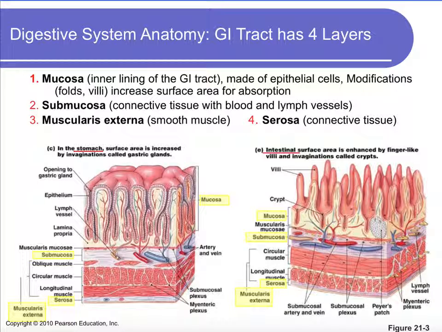And this is why we have a lot of these villi and crypts in the intestinal wall. Below the mucosa layer, we have our submucosa. And the submucosa layer is where we're going to find connective tissue as well as our blood vessels and our lymph vessels. And then we have our third layer, which is our muscularis externa layer, which is made up of smooth muscle. And then below that, we have our fourth layer, which is serosa, which is a layer of connective tissue.